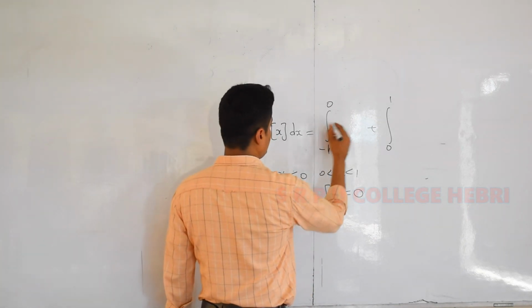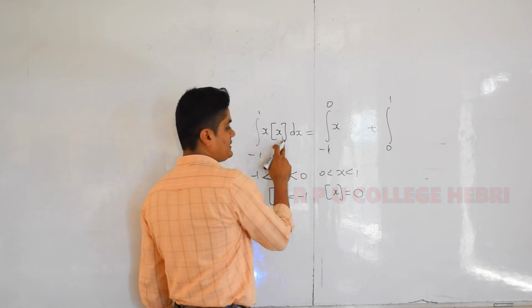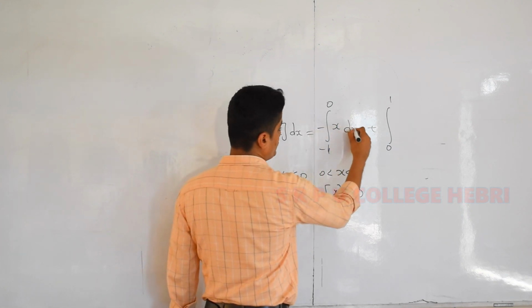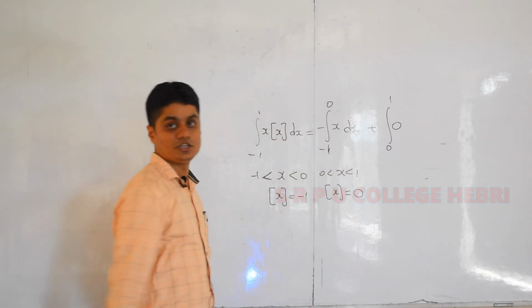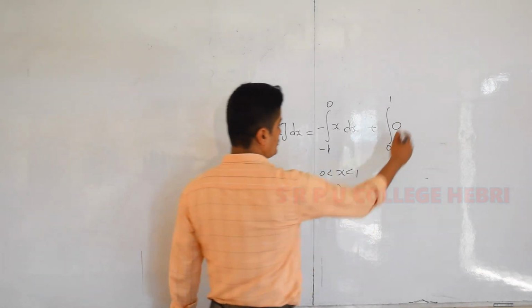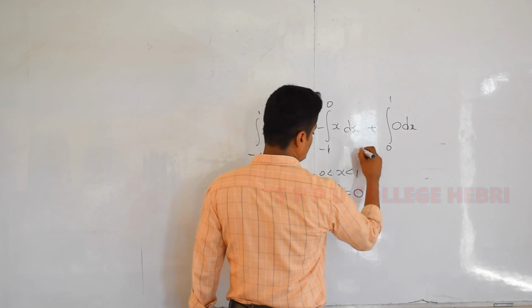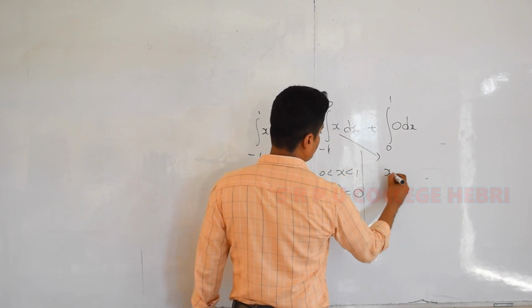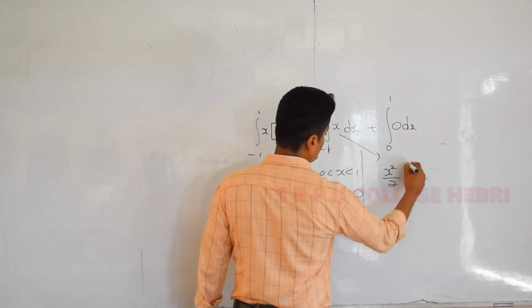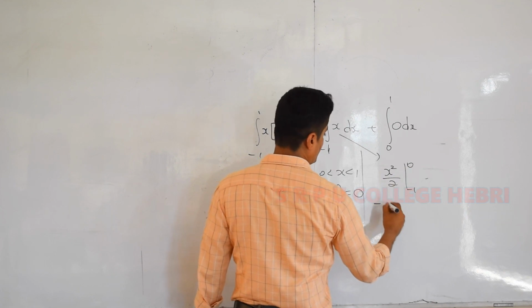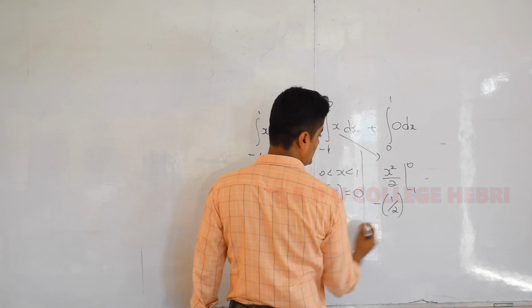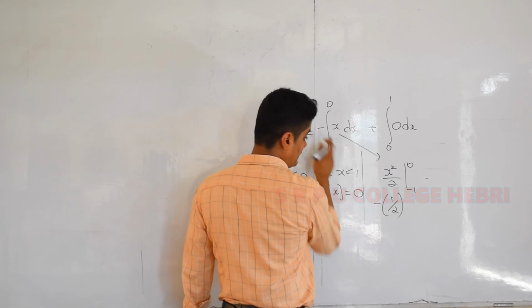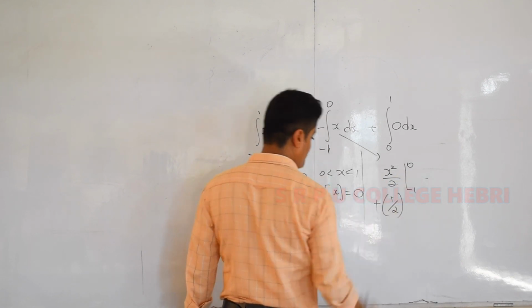Now use these two here. x is already there, it has no effect on it. This value will be minus 1, so it is only minus x dx. The second is 0 because greatest integer of x will be 0 if x is between 0 and 1. So anyway the second integral is 0. So this answer is x square by 2 from minus 1 to 0. Putting 0 gives 0, minus of minus, okay, 1 by 2. See, this minus sign is there, and when you put minus 1, it becomes plus.